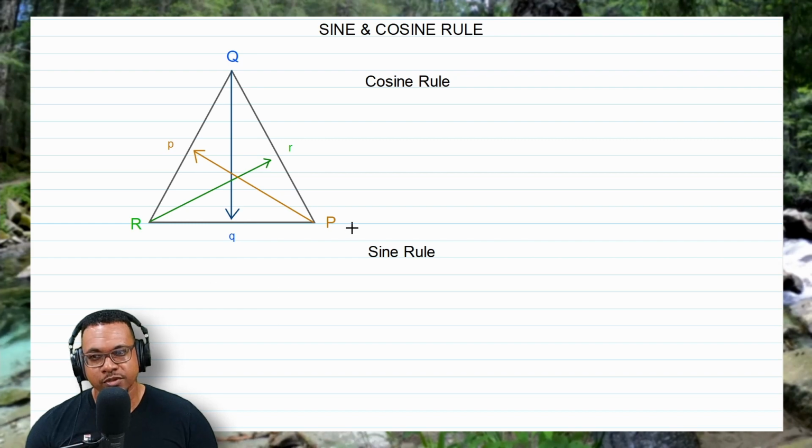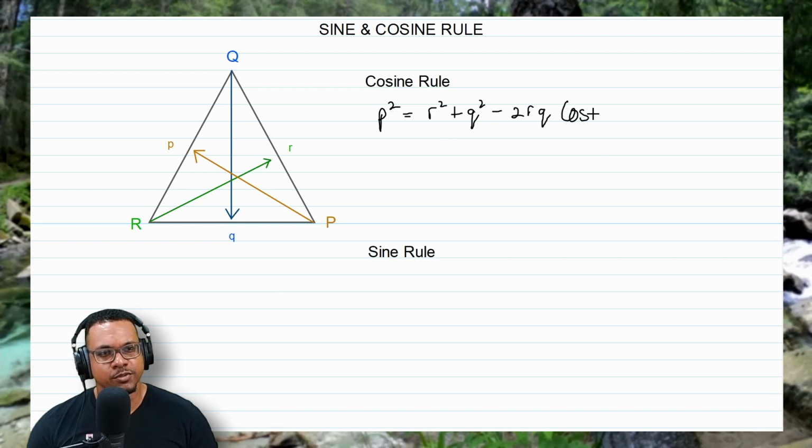So for the cosine rule, if I were to start with p, I'll have p squared. The other two sides would be r and q. So we're going to have r squared plus q squared, take away 2rq. And since we start with p, we're going to end with p. So we're going to have cosine capital P.